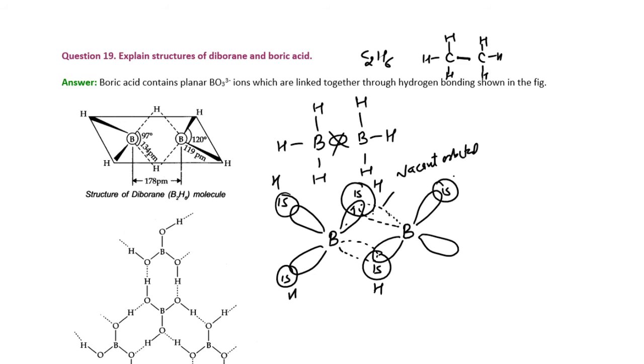So in this way we get two terminal hydrogens. These are 2 center 2 electron bonds, okay, but in between there are 3 center 2 electron bonds. It is like this.